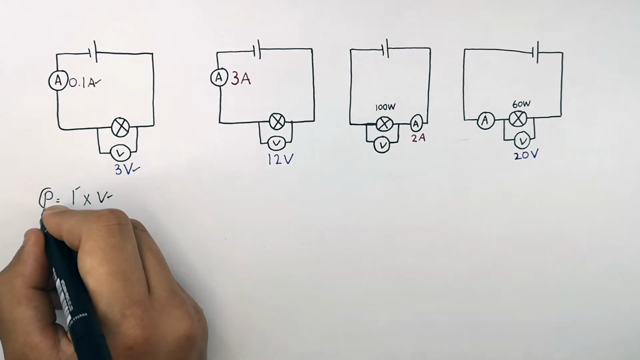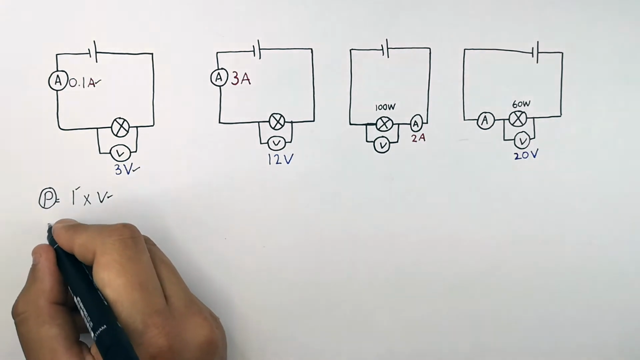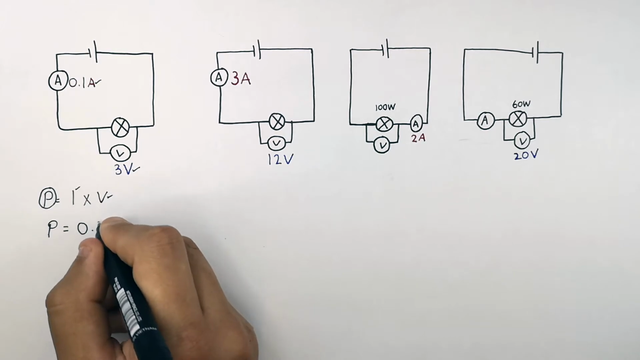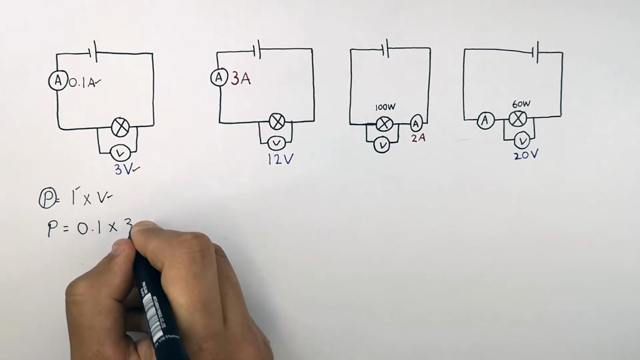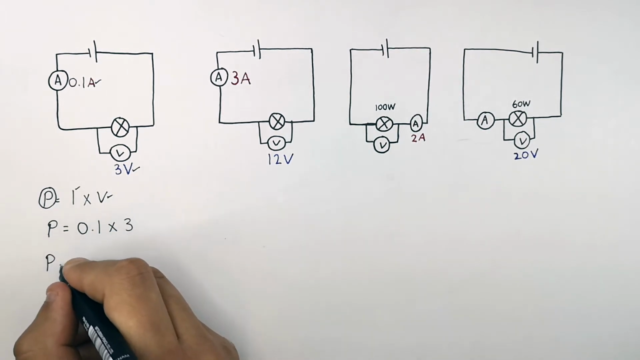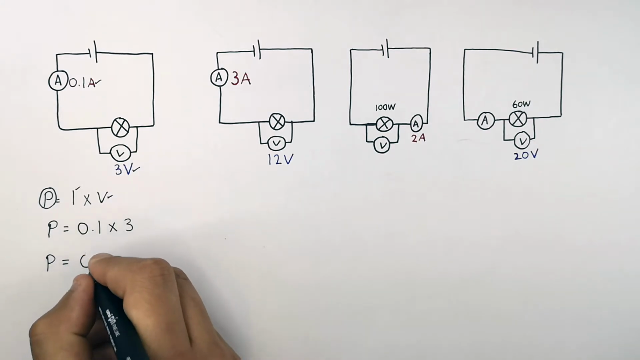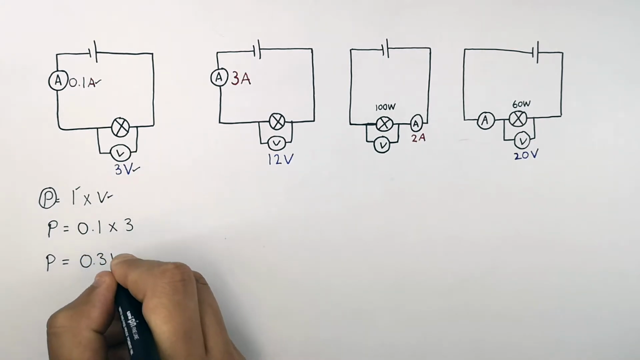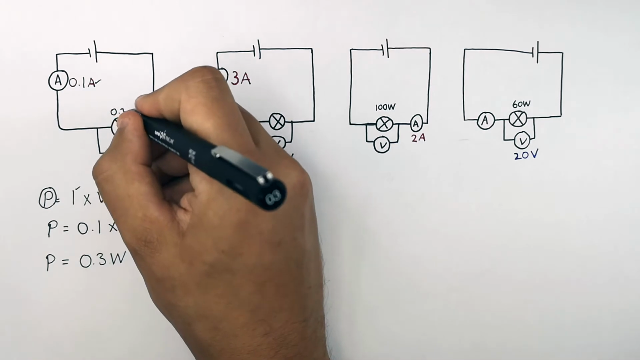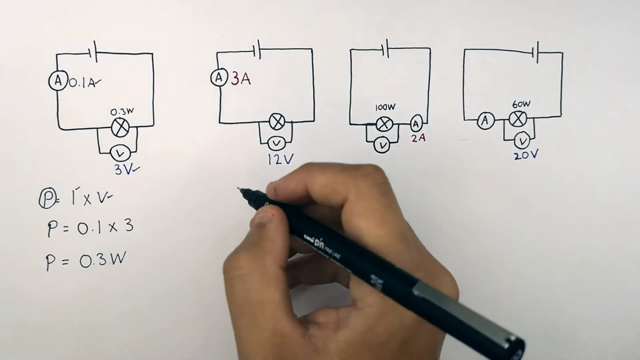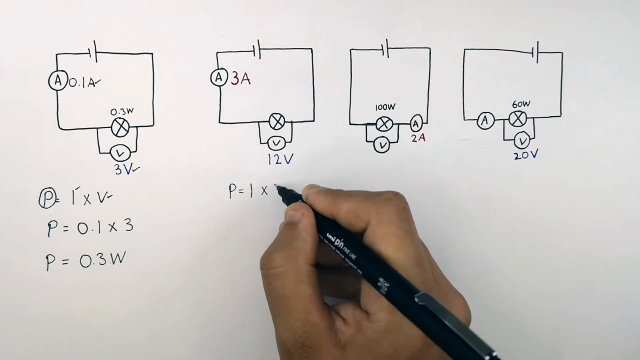You're trying to work out the power of the bulb. So P equals 0.1 amps multiplied by 3 for 3 volts. That gives you power of the bulb of 0.3 watts.